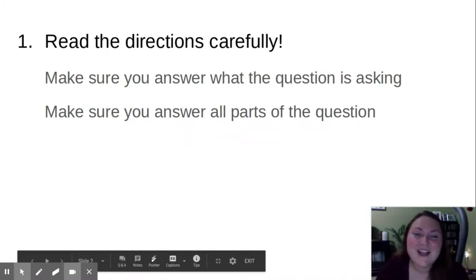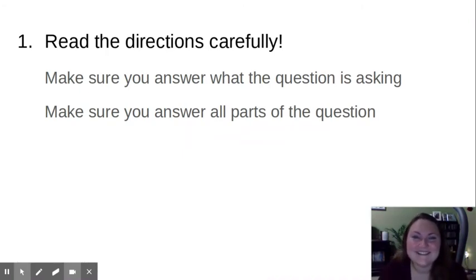The first thing I wanted to mention with questions that students missed or didn't get full points for was this idea. It may seem simple, it may seem silly for me to say, but this idea that you need to read the directions carefully. Specifically, the 2 things below it: make sure you answer what the question is asking and make sure that you answer all parts of the question. So that first part, make sure you answer what the question is asking.